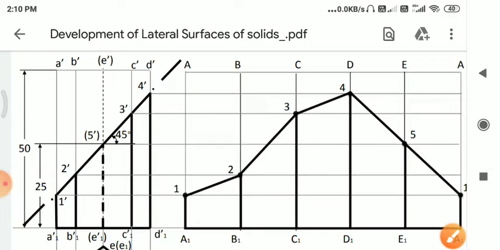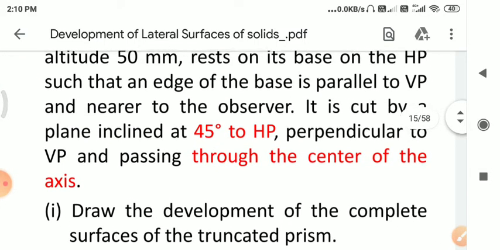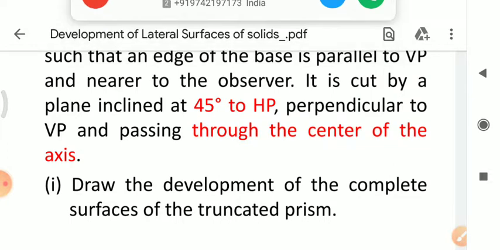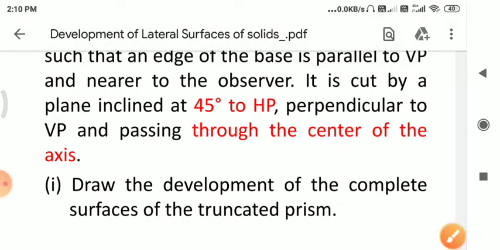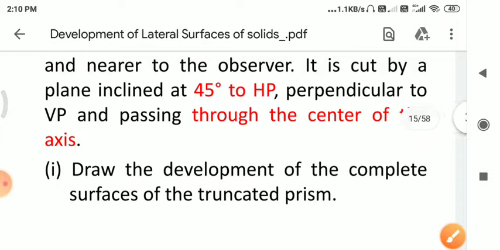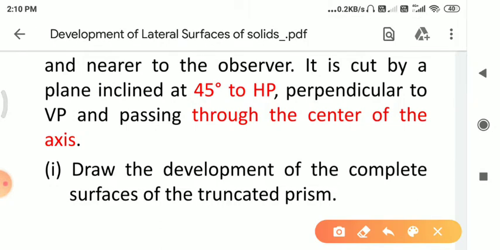How to introduce the section line based on the problem? What he says is that it is cut by a plane inclined at 45 degrees to HP. Cut by a plane inclined 45 degrees to HP means what? It is a section line passing at an inclination of 45 degrees to HP. Red he has shown here, and it is cutting in this way. It is normal to VP and passing through the center of the axis.